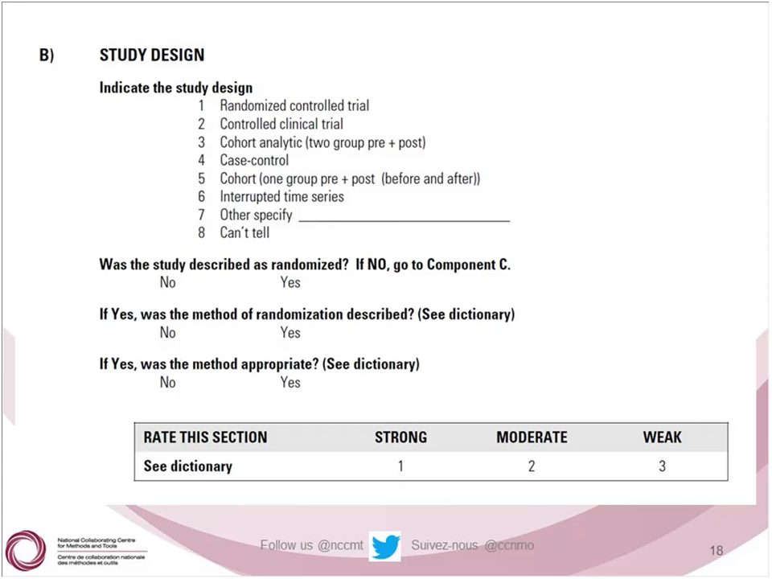If they have told us that they described the randomization method, then our next question is, was the method appropriate? So have they used really the best type of randomization for the setting and situation that they were in? So based on all of these questions again, we would give this section an overall strong, moderate, or weak.